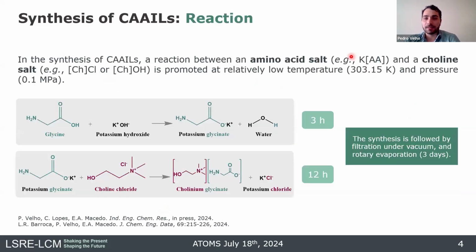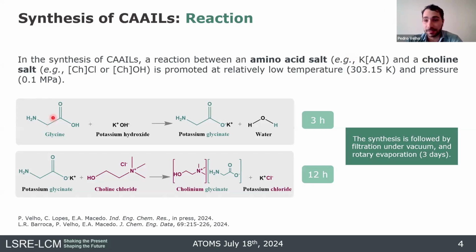So, in the synthesis of choline amino acid ionic liquids, the first step is choosing the precursors. Normally, they are an amino acid salt and a choline salt, such as choline chloride or choline hydroxide. Normally, choline hydroxide is way more expensive than choline chloride, so in our research group, we normally use choline chloride in our synthesis.